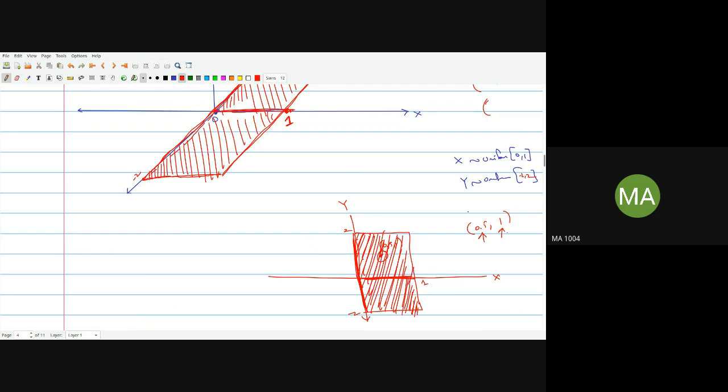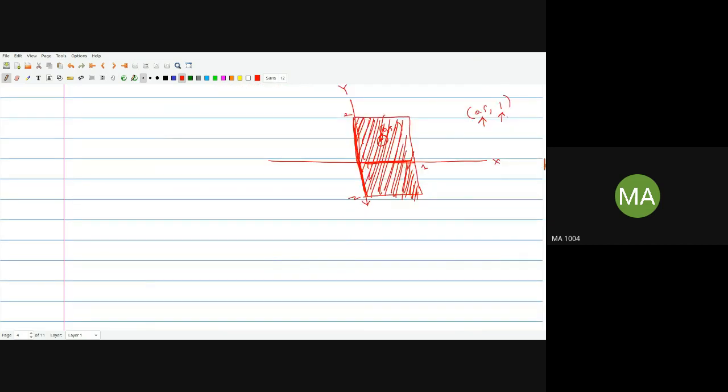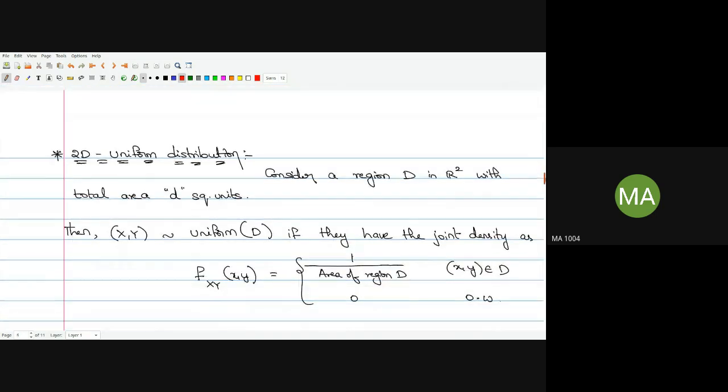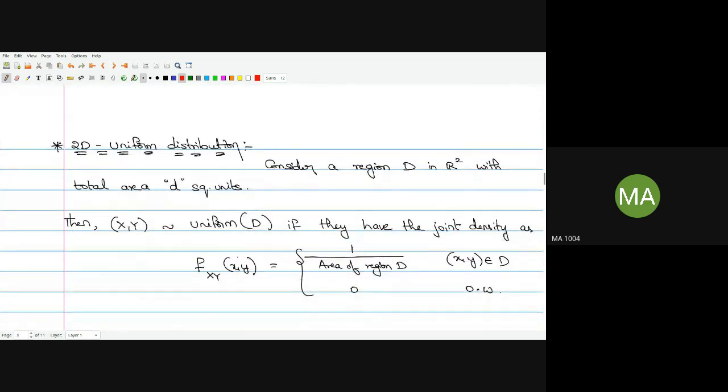For this, this is being uniform. I'll just discuss what a uniform distribution is, then you will be able to get fxy of x comma y, which is the joint density. So when do we say 2D uniform distribution? When there are two random variables x and y in a region D.